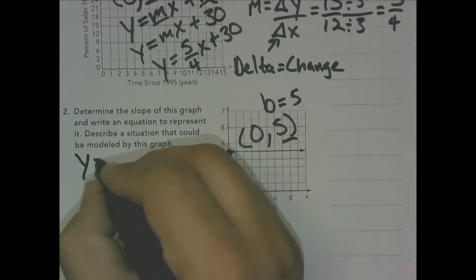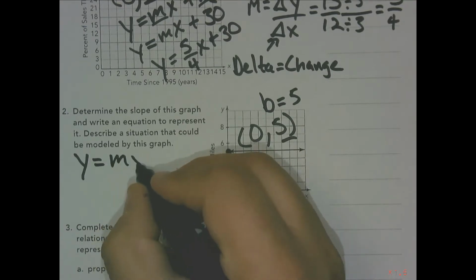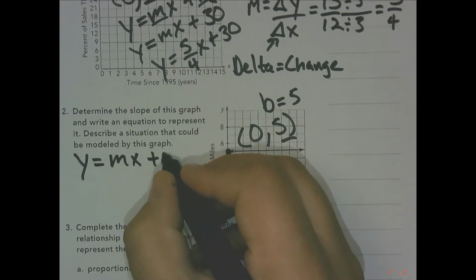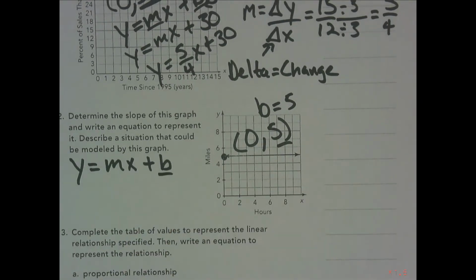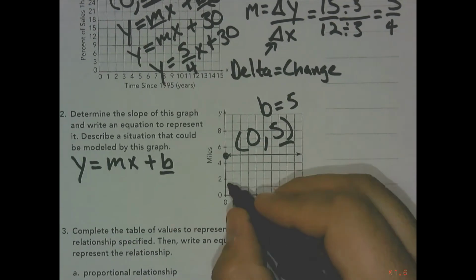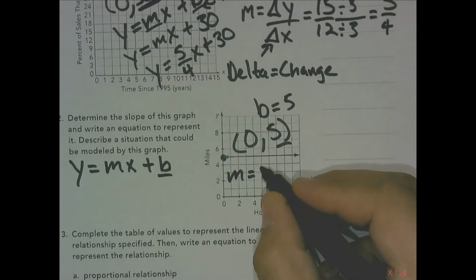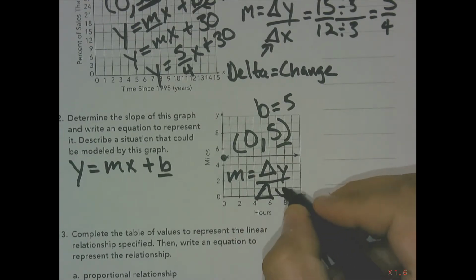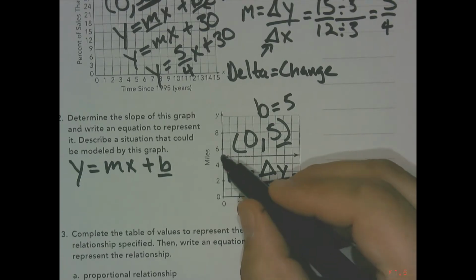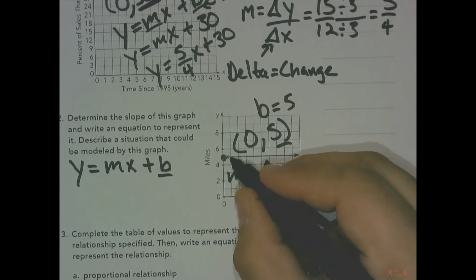5. So b equals 5. That means I'm going to have an equation that looks like this: y equals mx plus b. So I know what the b is. Now I've got to figure out what the slope is. The slope m is equal to the change in y over the change in x.